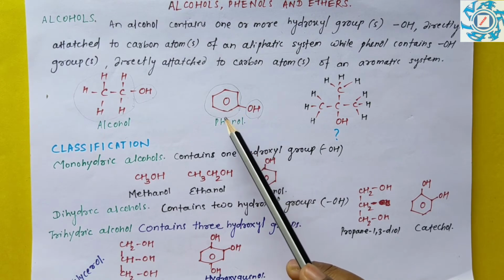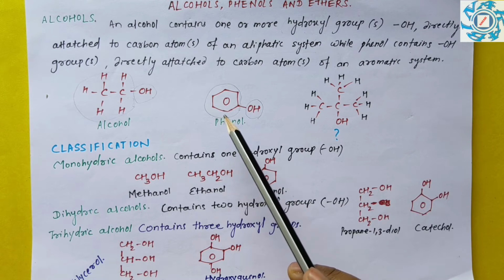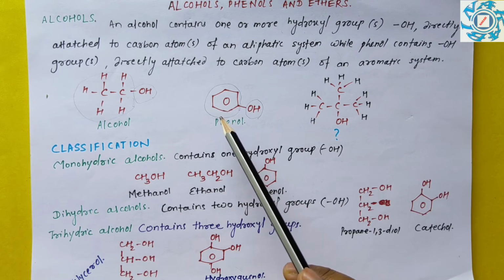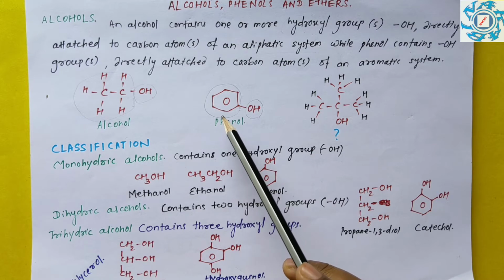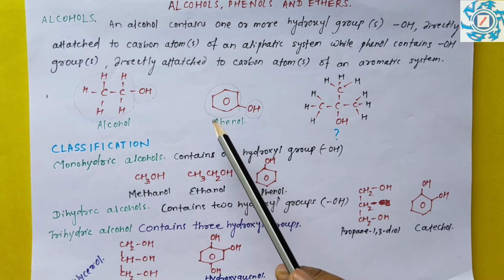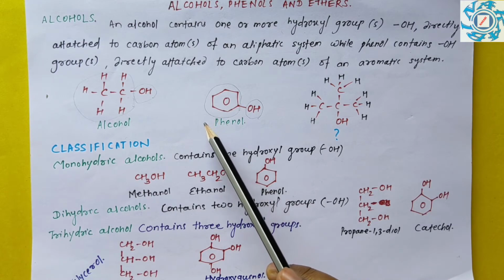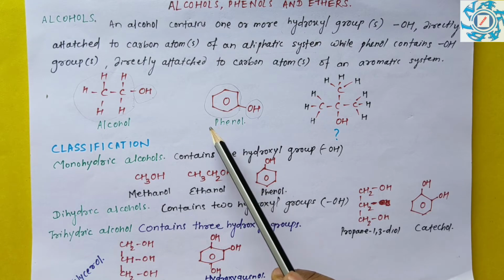So what is the aromatic system? In class 11 we have discussed. Just recall 4n plus 2 number of pi electrons, that is it must obey Huckel's rule. It must be planar. Delocalization of electron must take place. The system must be a cyclic one. So these are the conditions to be aromatic.